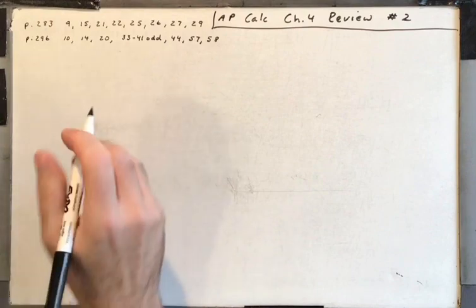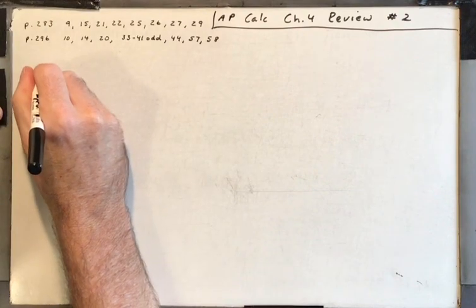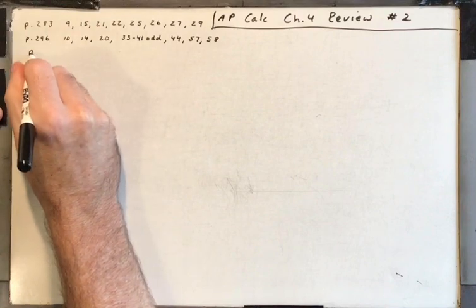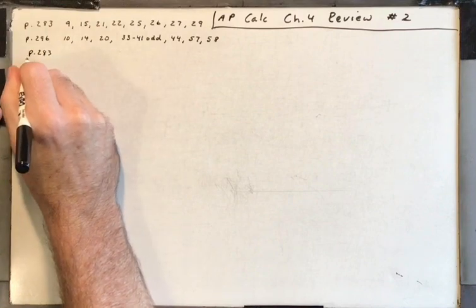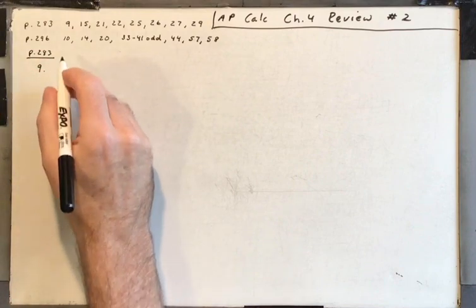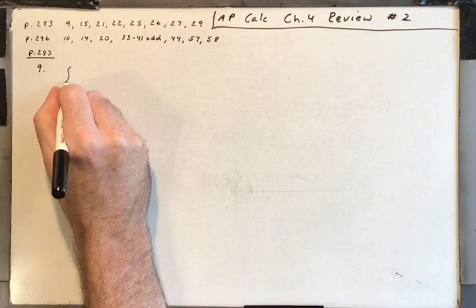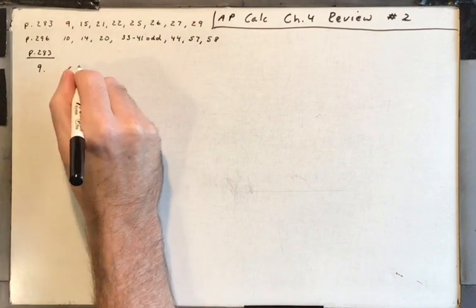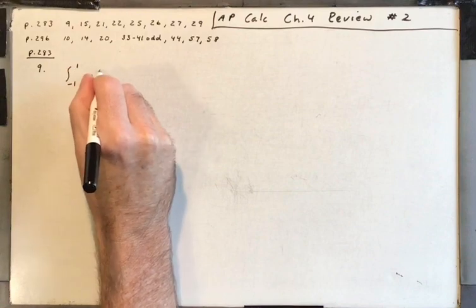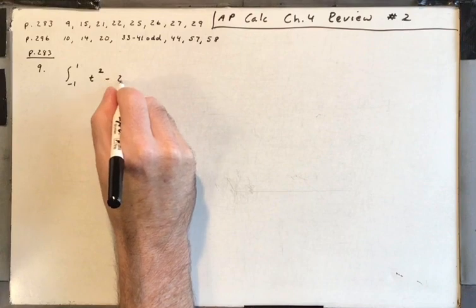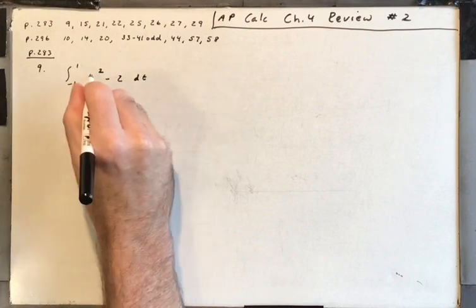All right, so 283, number 9. So again, we're on page 283. Number 9, we have the integral from -1 to 1 of t squared minus 2 dt.